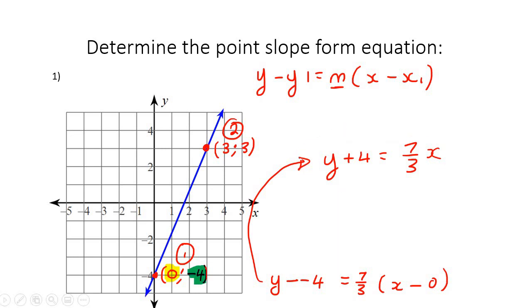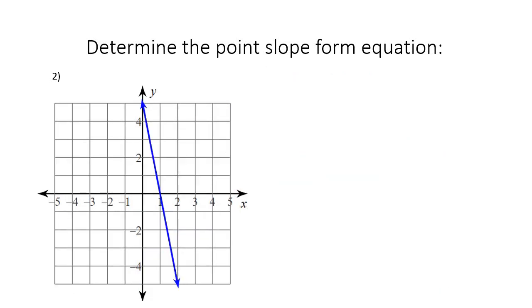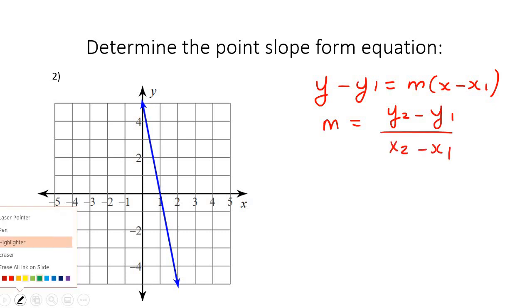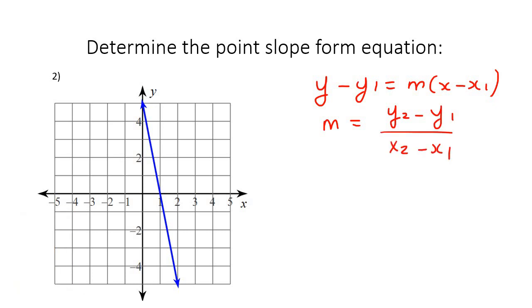Let's do another example. So here is example number 2. So once again, we're going to do it in point-slope form. So you just write it out like this. Okay, and so we need to go get our slope. So to get our slope, we're going to use this equation. And so to do that, you would need 2 different points. So for example, you need to find 2 good points.